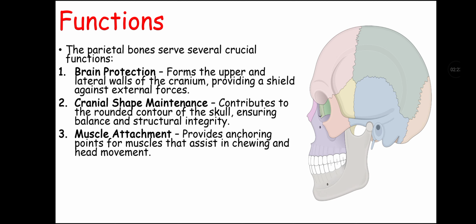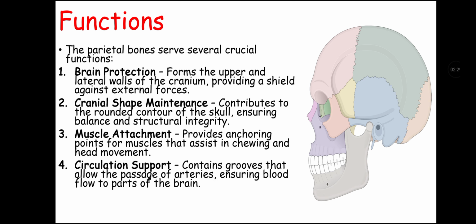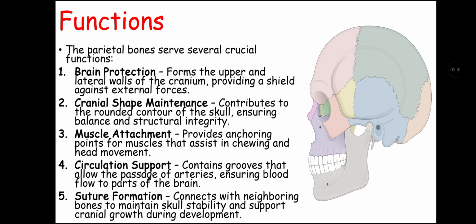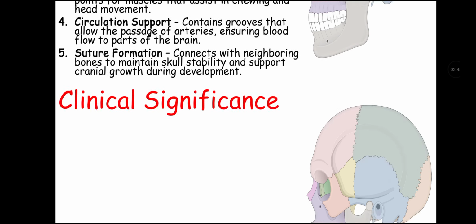The third function of the parietal bone is muscle attachment, as it provides anchoring points for muscles that assist in chewing and head movements. And the fourth function is circulation support, as it contains grooves that allow the passage of arteries, ensuring blood flow to parts of the brain. And the fifth function is suture formation, as it connects with the neighboring bones to maintain skull stability and support cranial growth during development.